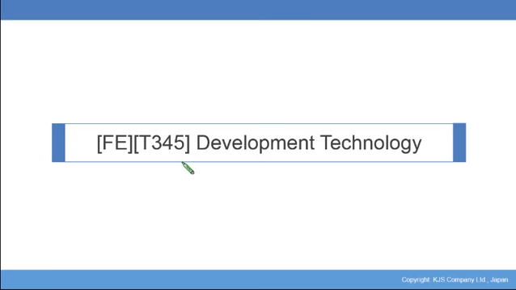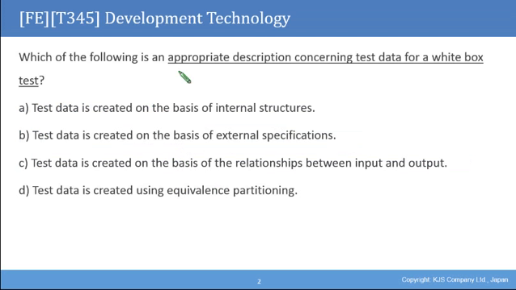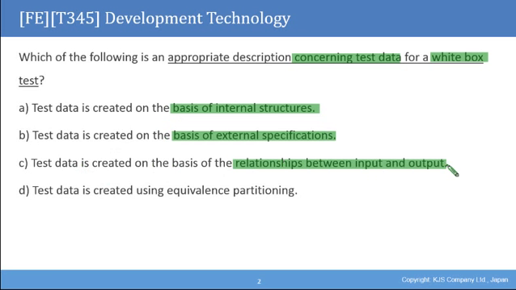FET345, Development Technology. Which of the following is an appropriate description concerning test data for a white box test? A. Test data is created on the basis of internal structures. B. Test data is created on the basis of external specifications. C. Test data is created on the basis of relationships between input and output. And D. Test data is created using equivalence partitioning.